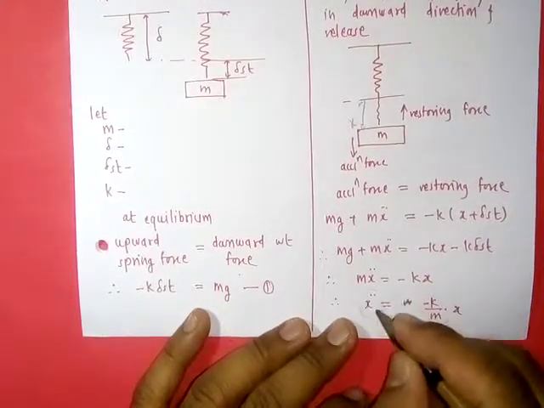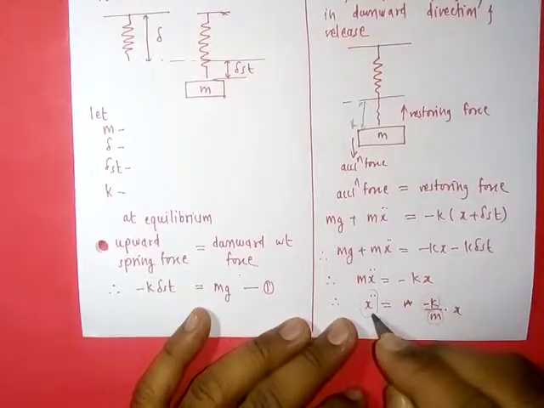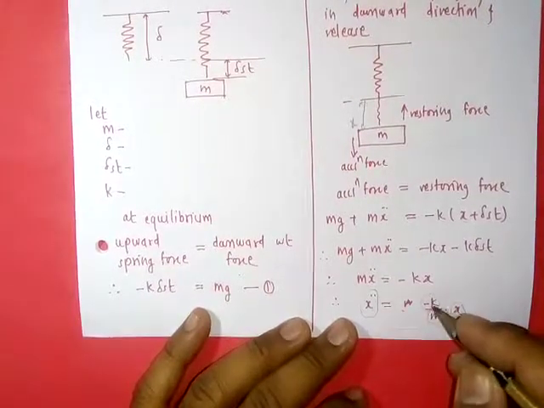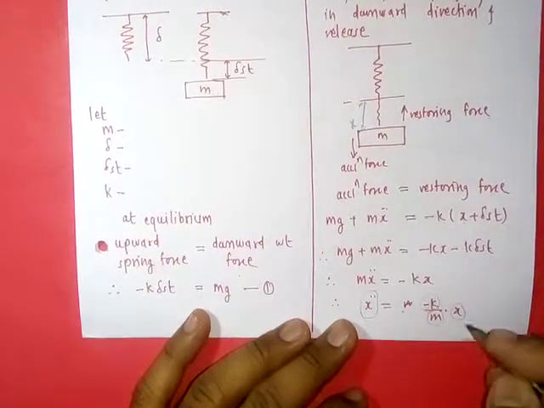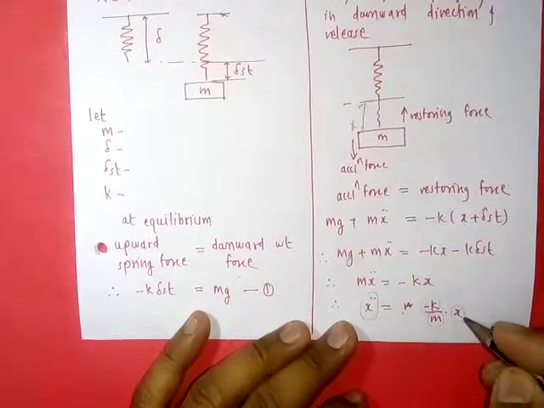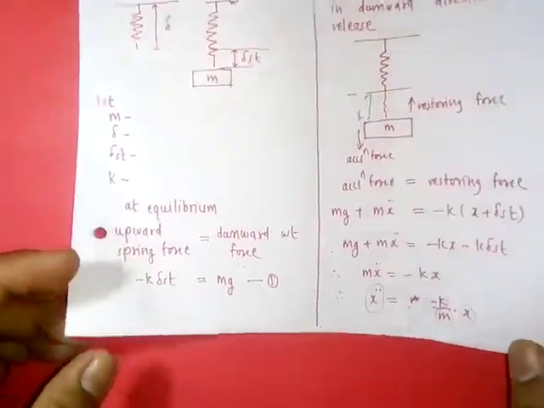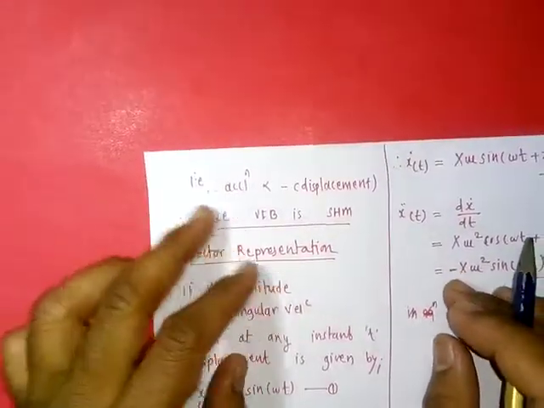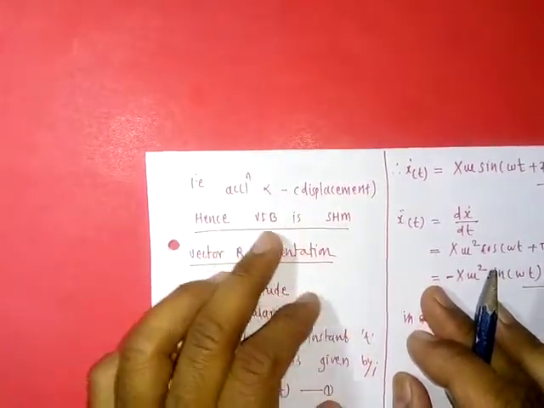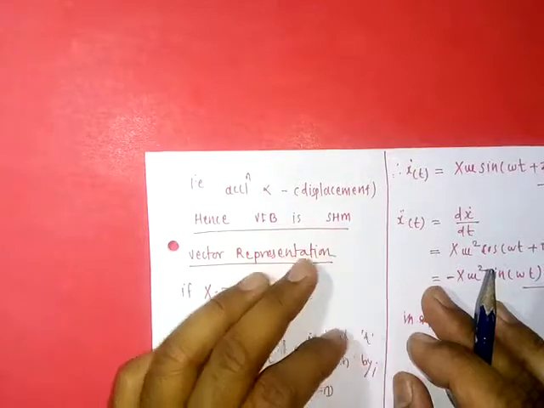That means here x double dot represents acceleration, k is constant for a given spring, and m is constant for a given system. So here acceleration is proportional to displacement and is in the opposite direction. Hence this system is in SHM because this satisfies the condition of SHM: acceleration is proportional to displacement and directed away from displacement, that is, towards the center. So these vibrations are in SHM, simple harmonic motion.